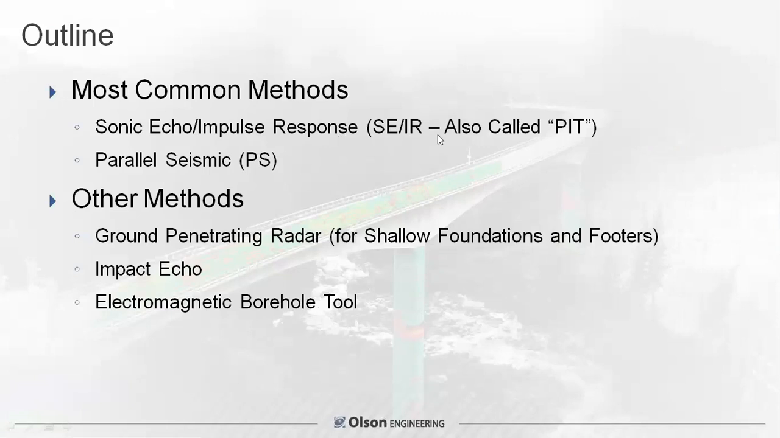We will also be talking about several other methods that are primarily used for shallow foundations, including ground penetrating radar for, again, shallow foundations and footers, impact echo, again, primarily for locating footers or evaluating footers underneath slabs, and a quick little discussion on the electromagnetic borehole tool. This tool can locate steel in the ground.